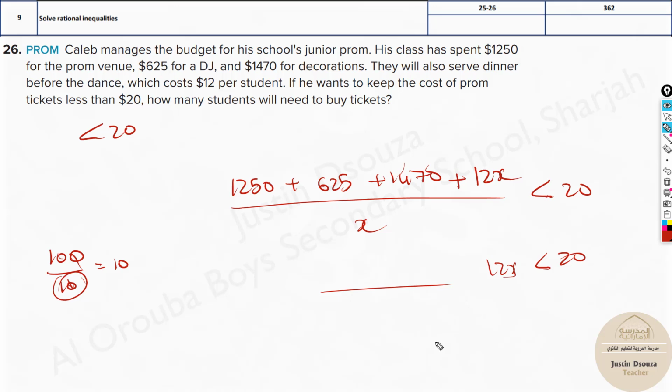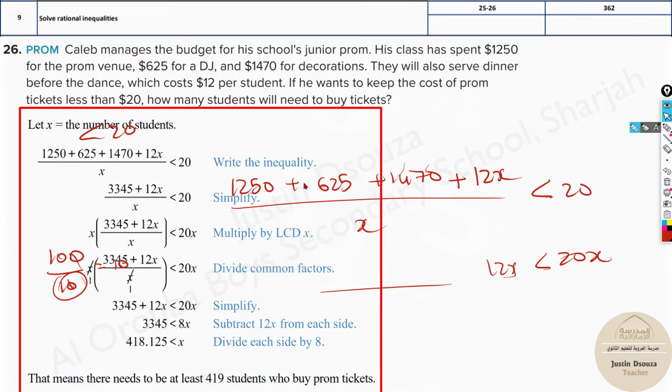You can put it in the calculator and solve it, or you can just do it manually. Now the inequality, please remember, I forgot to write 20x over here. The x is gone. The inequality is there, so please do it step by step.